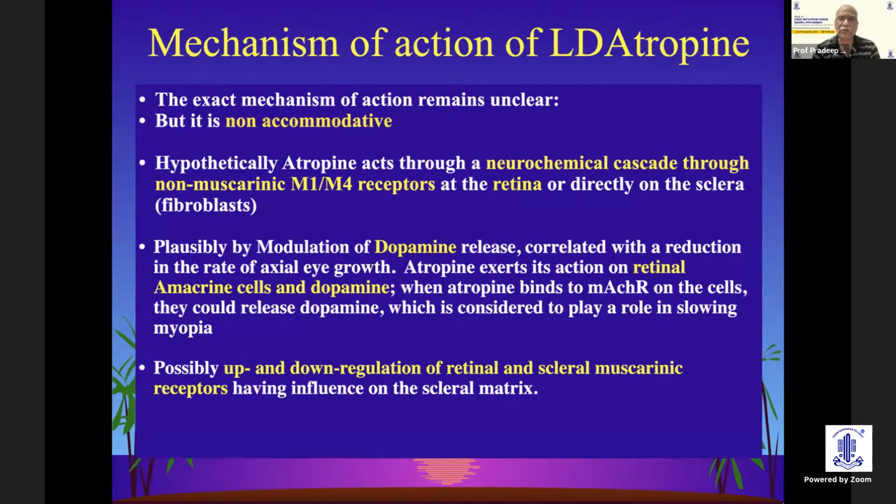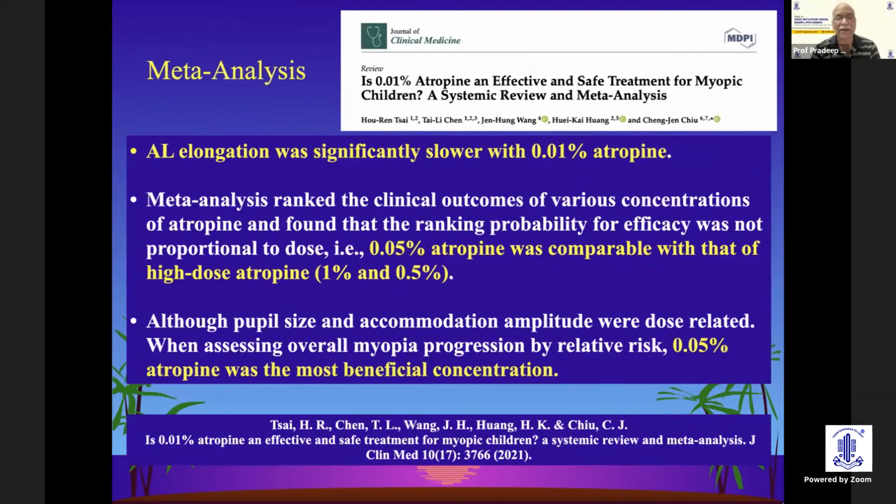The mechanism of action for low dose atropine is non-accommodative. It is not by having a cycloplegic effect, but we do not know for sure what and how it works. It is seemingly working probably through a neurochemical cascade on the non-muscarinic M1, M4 receptors at the retina, or maybe directly on the scleral fibroblasts. And it may be through a dopamine release, which has been found to be there. As we can see, outdoor activity has more dopamine, which is probably the way it works. This could be another way of substantiating this hypothesis.